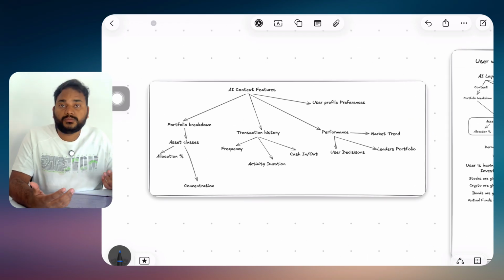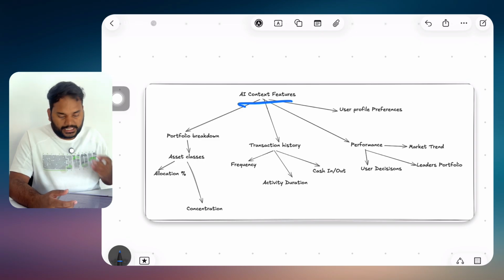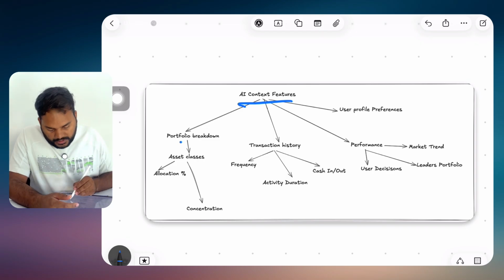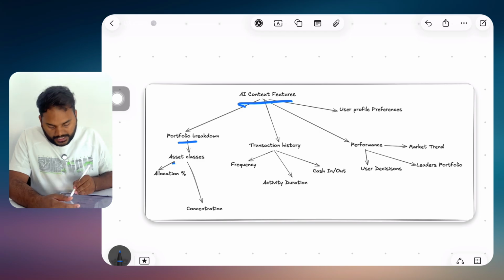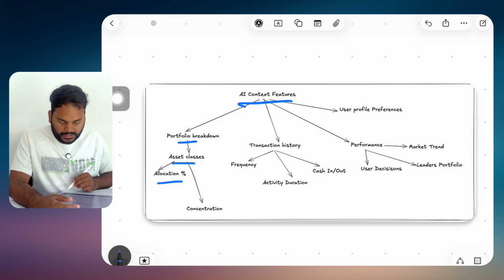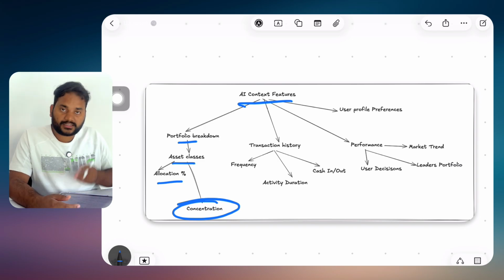What we brainstormed overall is how to get the context for the AI. The context for the AI will be in four categories. The first one is the portfolio breakdown. This information will be given to the AI so the LLM can understand what asset classes there are, what the allocation percentage is, and the concentration in different sectors, like only IT or software or services, and the percentage. So that's the first part.